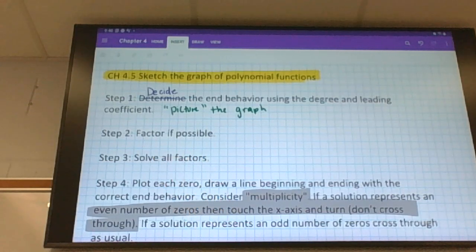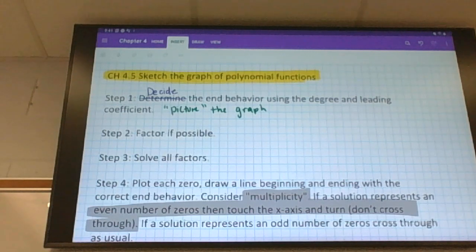So factoring was probably the most difficult part of the quiz we took. So that's where this is going to be challenging, is go ahead and factor that equation. You're going to set the factors equal to 0 and solve. And then you're going to make a graph, and you're going to plot these zeros, they're x-intercepts. So we're going to put dots on those, and then we're going to draw our line beginning and ending with the correct end behavior.